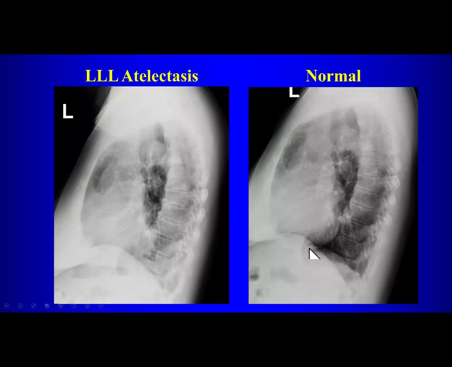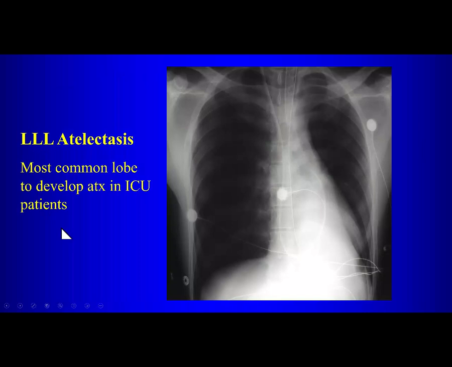The left diaphragm here goes anterior and disappears where the heart is. So this is what we're looking at now. There's a spine sign, and that represents the collapsed left lower lobe that's obscuring the left diaphragm. It's the most common lobe where we see atelectasis in patients in the ICU, because secretions tend to fall down into the left lower lobe bronchus because of its dependent position.